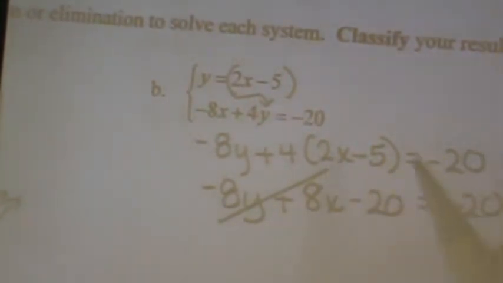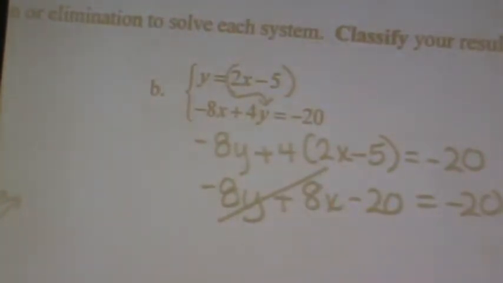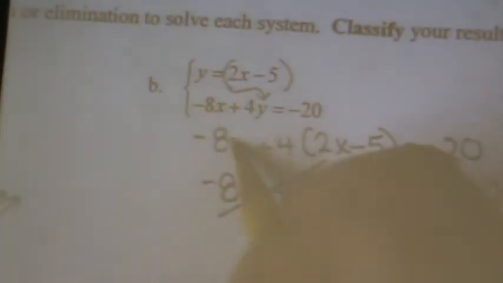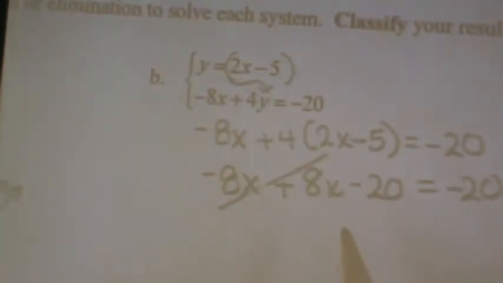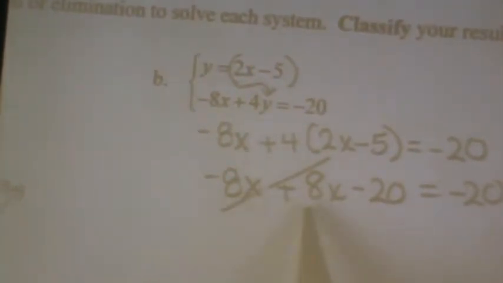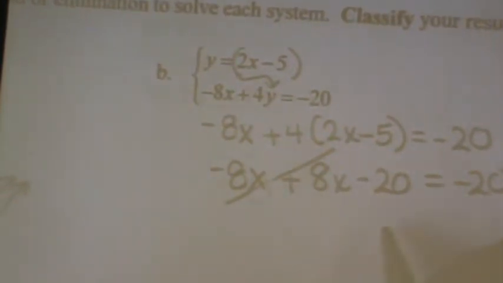The x's, whoops, did I make a mistake? Yes. I have 8x. No, I got that too. This is negative 8x. I made a mistake. I don't know why I wrote y. 8x. My bad. So the 8x's cancel out, and you end up with negative 20 equals negative 20.